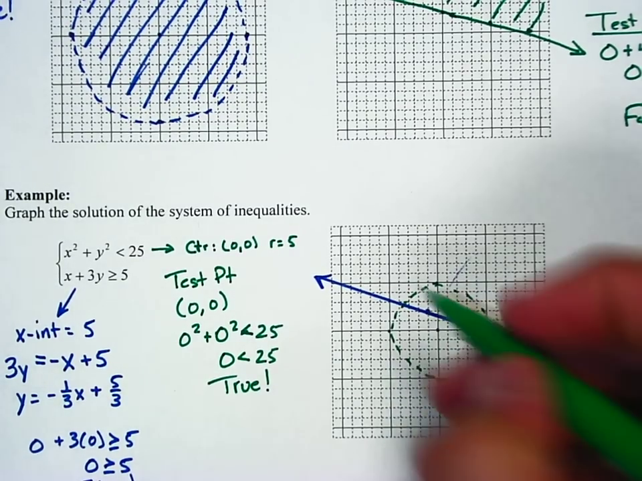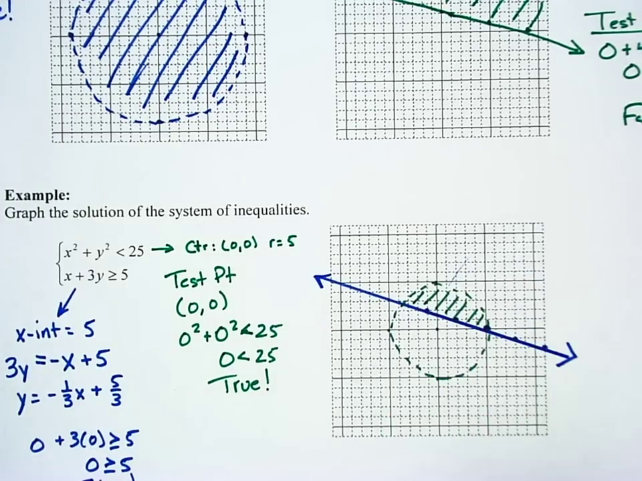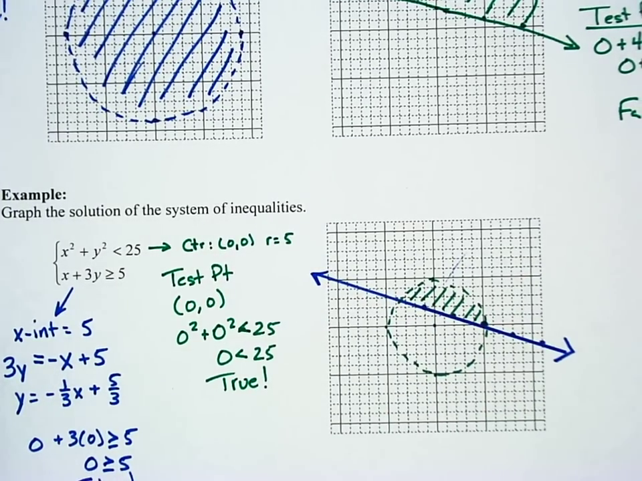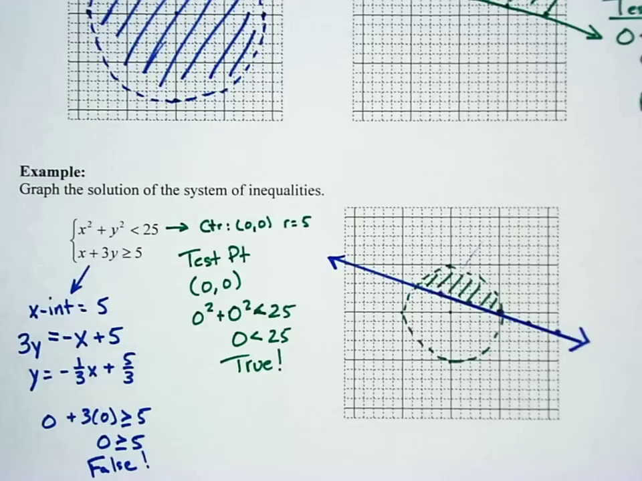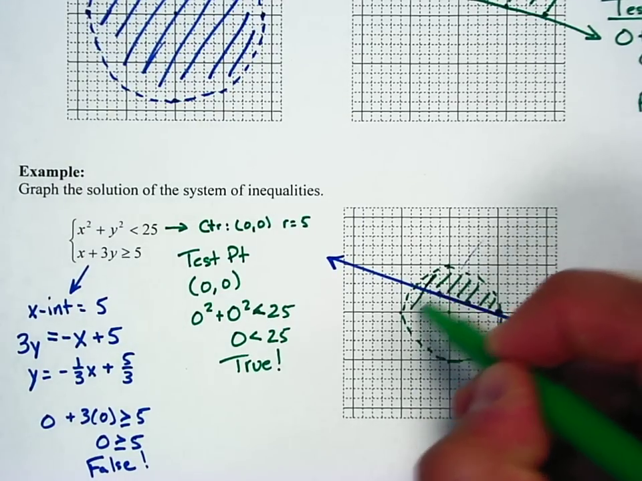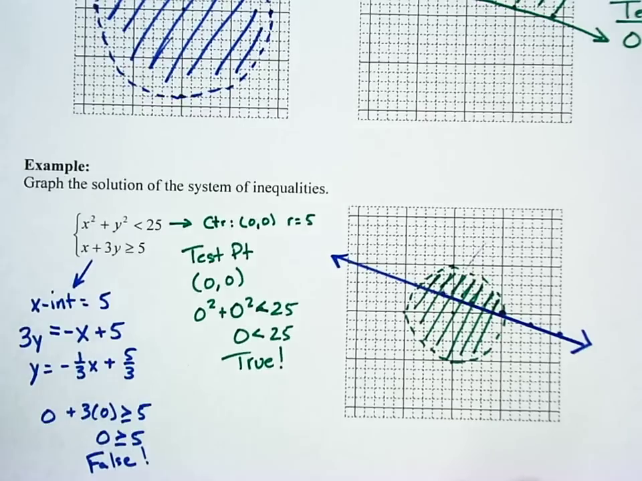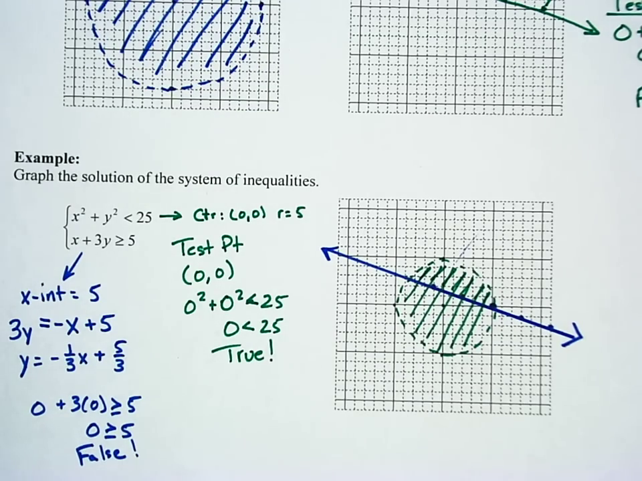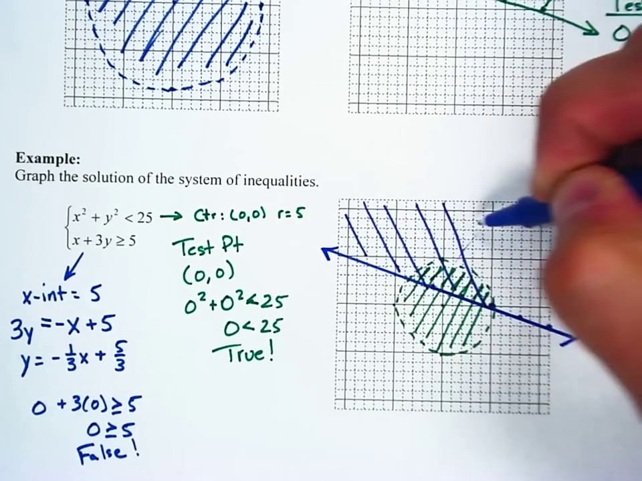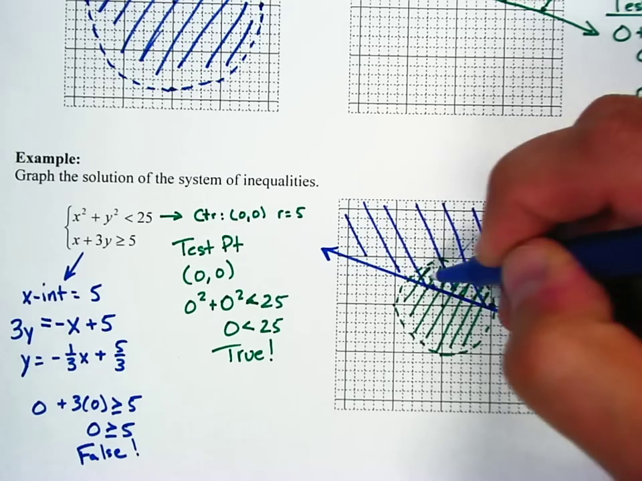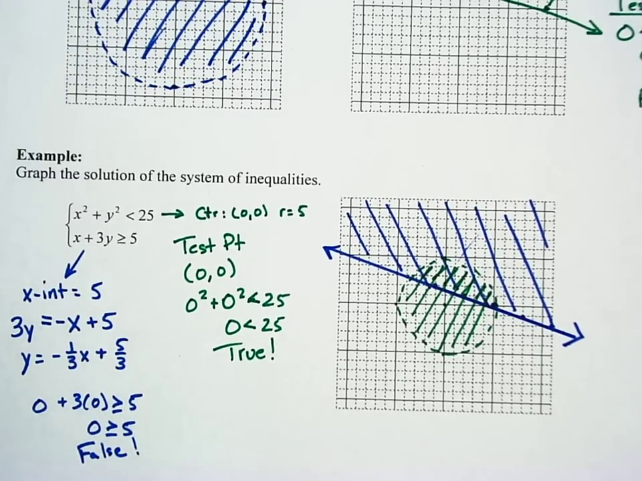Alright, so the final answer is going to be this shaded region, above the line but inside the circle. If I'm getting confused or I get multiple things, I could shade the inside of the circle because that's the solution for the top inequality, and then I could shade the top part, or above the line, and then this area here where it's double shaded is my solution.